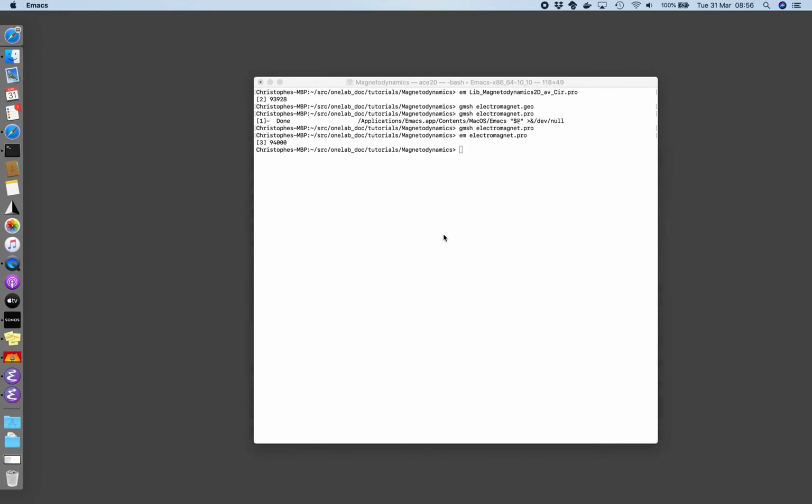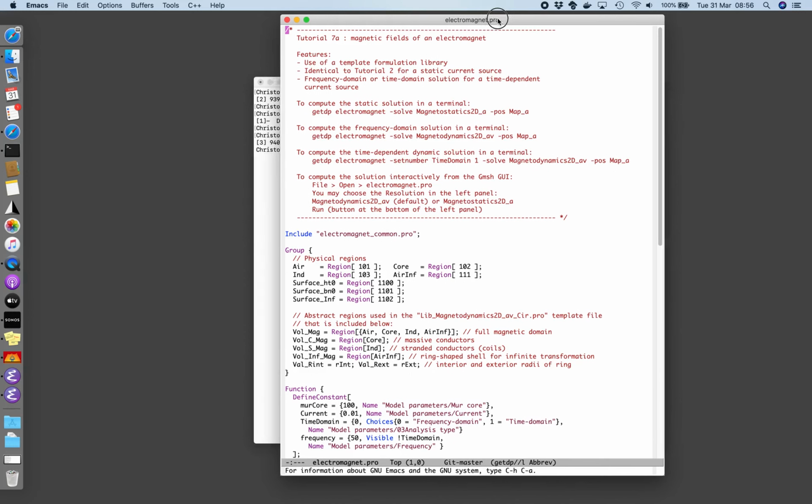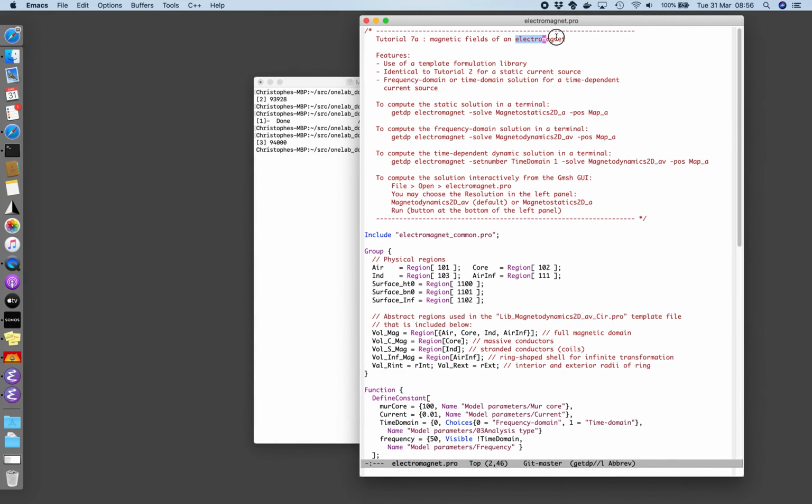Before doing these more complicated models, let's finish this first part with this electromagnet example by looking at not the frequency domain analysis, but the time domain analysis. So we did frequency domain. We could do time domain. Conceptually, time domain is actually simpler than frequency domain.